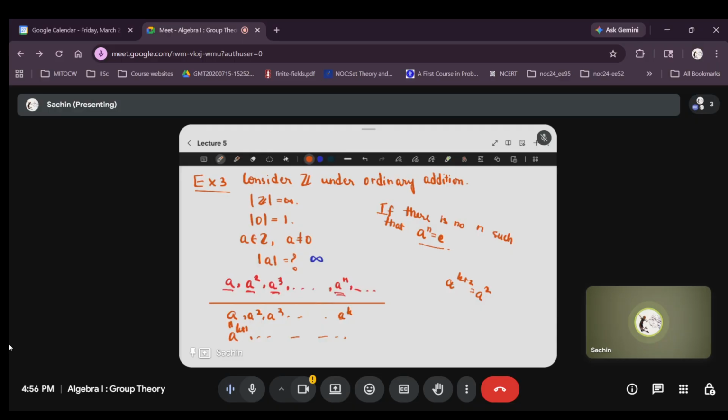I'm saying there is no such n. There is no n such that a power n is equal to e, is what I'm assuming. No, but there might be some element b such that that is the inverse of a. Maybe the inverse of a is not a power of a. It is some element b in the group.